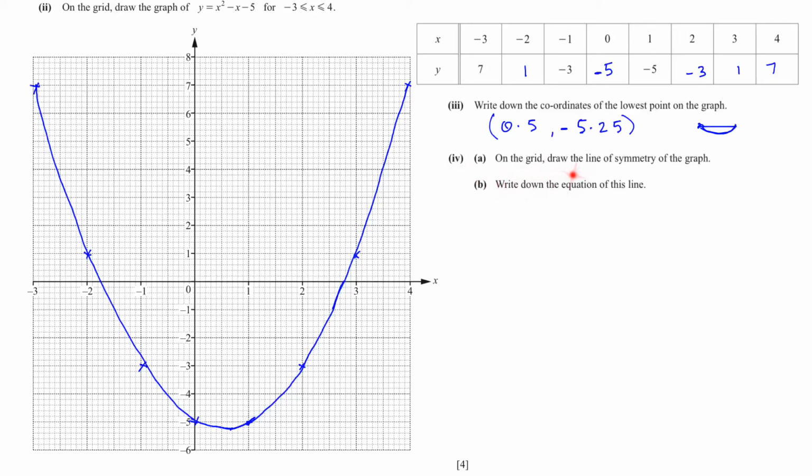Part 4, on the grid, draw the line of symmetry of the graph. The lowest point or the turning point or the vertex is where you will draw the line of symmetry. So this is your line. And the equation of the line will be x is equal to 0.5.